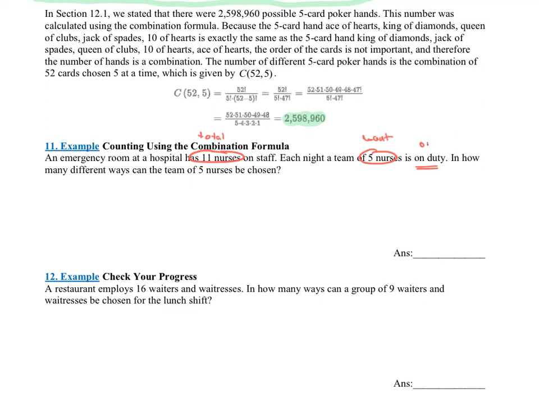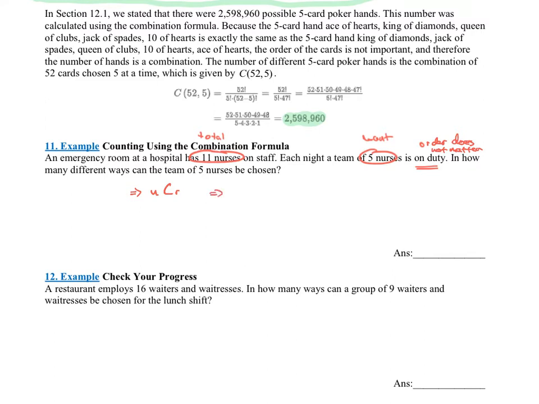So if order does not matter, let me write that down. Order does not matter. That means I'm going to use NCR, not NPR. Always ask yourself, what's the total? How many do you want? And does order matter or not?